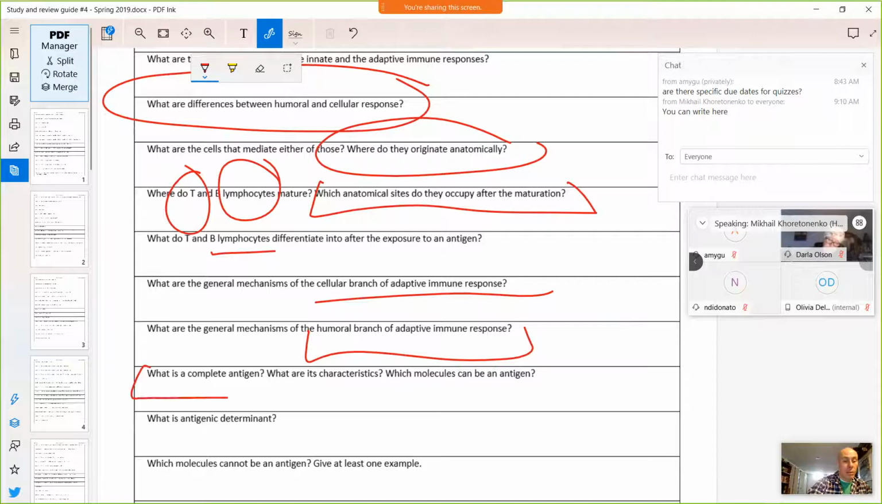Antigen. A complete antigen is a large and complex molecule that is foreign to a host. So, for instance, for me, a rabbit's proteins are going to be antigens. For a rabbit, my proteins are going to be antigens. Molecules that can be an antigen: protein, but also complex carbohydrate, or DNA. If a molecule is large but not complex, like polypropylene or something like that, it's too simple, it cannot be an antigen.